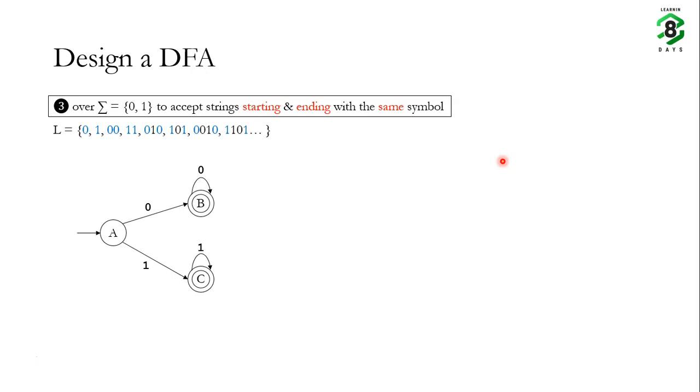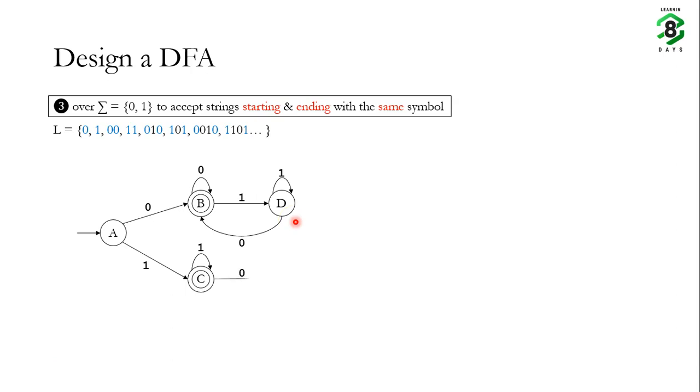Now in state B, if we get a 1, we go to another state, which is state D. This is not a final state, you see, because in state B, if we get 1, that means the string started with 0 and has now ended with 1. So that string should not be accepted. So as long as we get a 1 in state D, we will continue to remain in state D. But as soon as we get a 0, we go back to state B because now the string becomes acceptable. It has now started and ended with the same symbol 0.